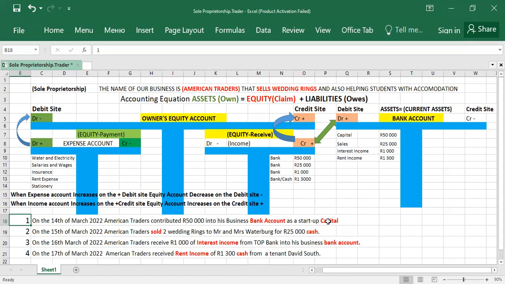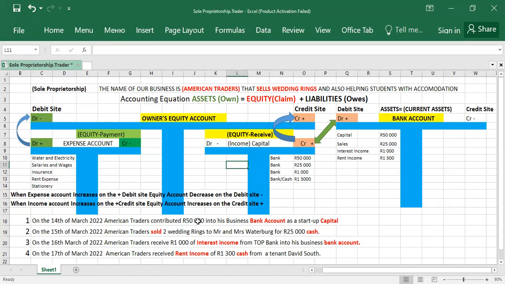And then the second account will be capital. Now, the bank account will affect our assets, specifically bank, because the owner is contributing money into the business. We know that the capital account will affect our owner's equity account. Now, under owner's equity, we will have a new account known as capital. We are going to be opening a T account of the capital account.